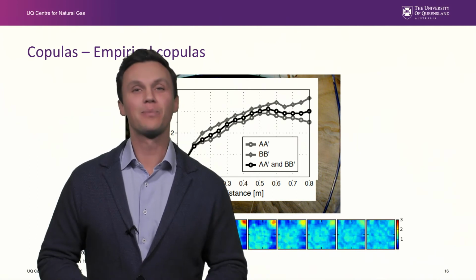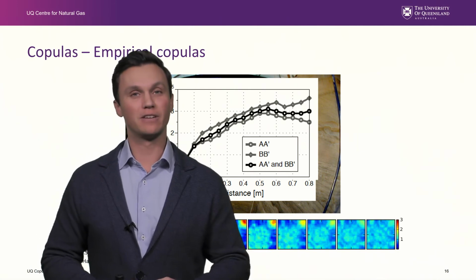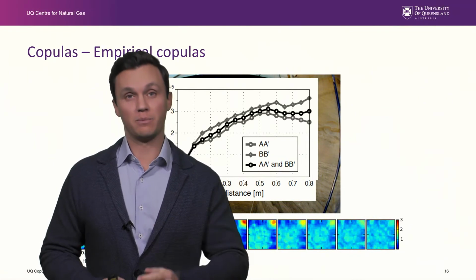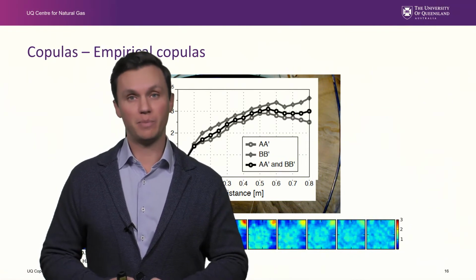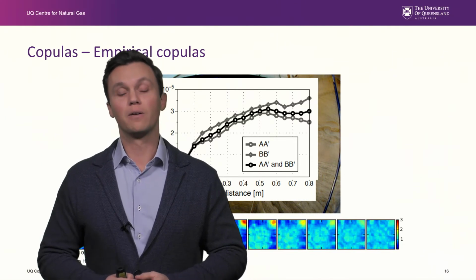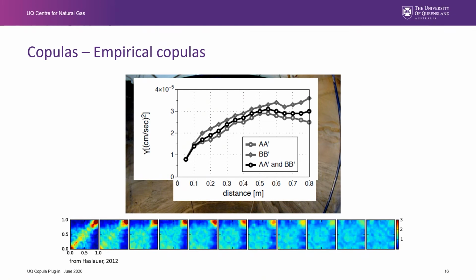In the upper plot, we can see the variograms for different directions. And in the bottom of the picture, we can see the empirical copulas for different separation distances. So as you can see, the empirical copulas give you more information than just the variogram, because the variogram basically only describes how the pairs of observations vary as a function of distance.